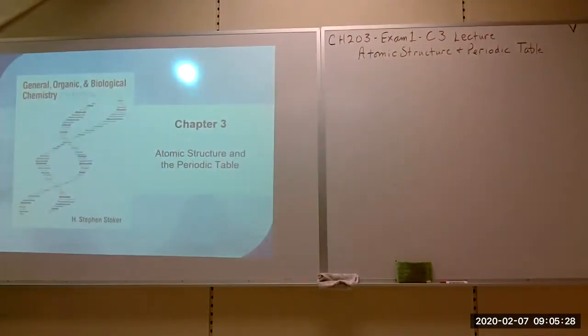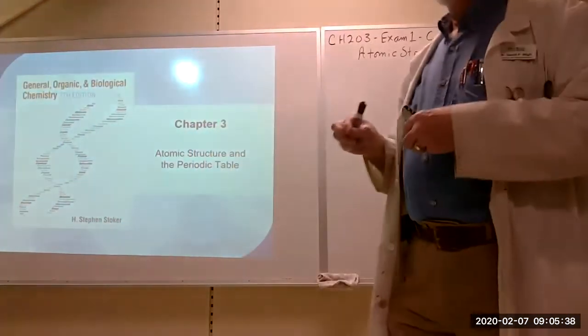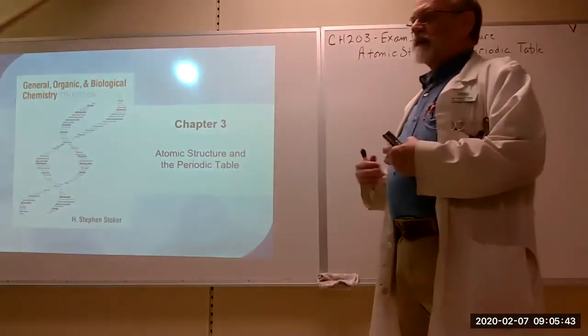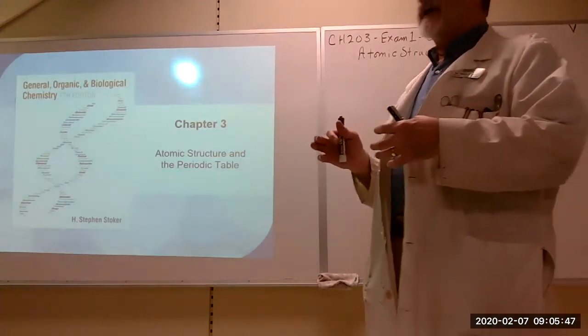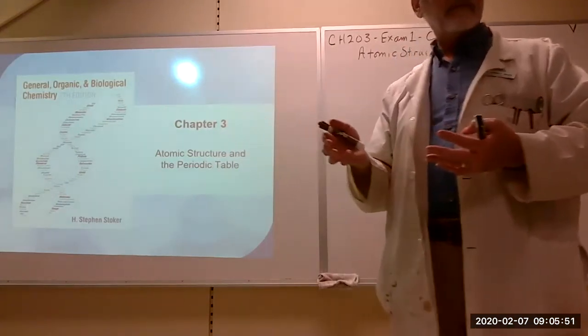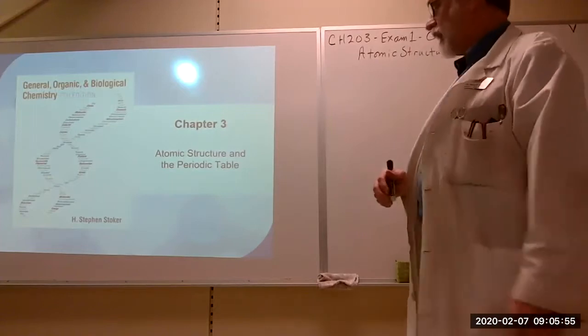So now we're going to look at atomic structure. And the periodic table is, at least now, after decades of refinement, arranged in such a way as to actually demonstrate atomic structure. And you'll see why pretty soon, I hope.